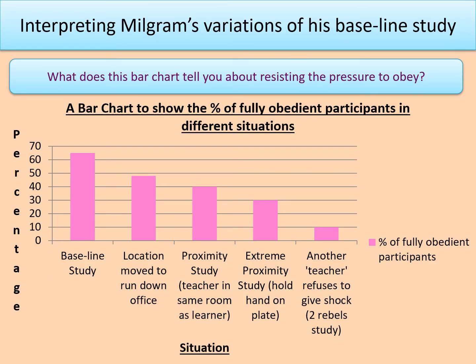This is a bar chart of some of Milgram's variations, just to highlight that Milgram changed a lot of variations. We can see the run-down office and the proximity study, but it was the two rebels study which made the obedience drop to 10%. It was when you have social support that we see the most resistance to obeying.